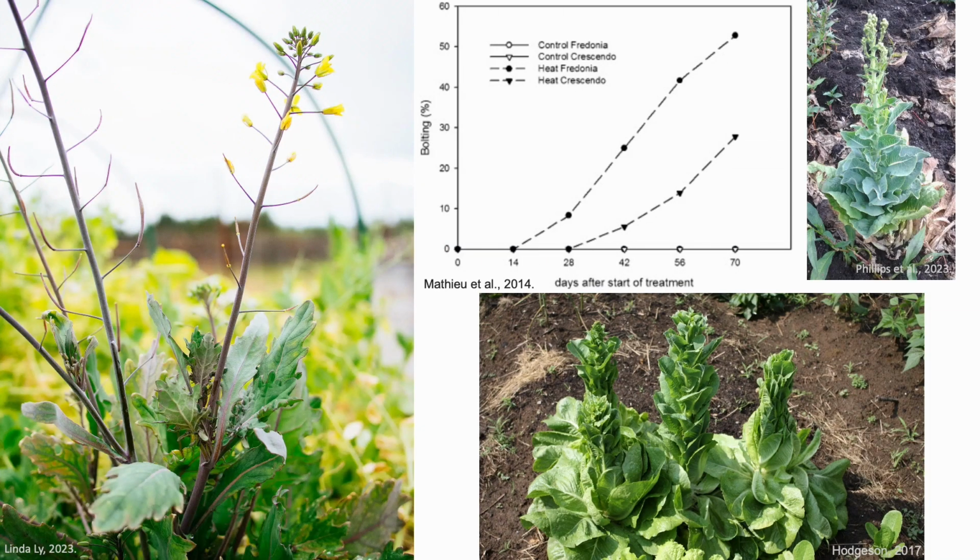Other plants will attempt to escape heat stress by speeding up reproduction, investing their resources in the survival of their offspring by prematurely flowering or bolting. Many leafy vegetables will flower prematurely when faced with temperatures above their tolerance threshold, resulting in reduced yields for crops like kale, lettuce, and chicory.